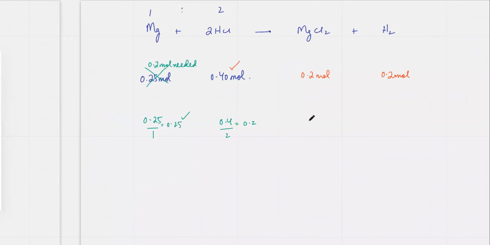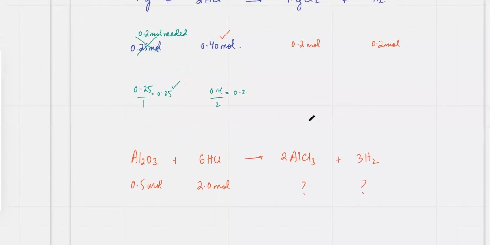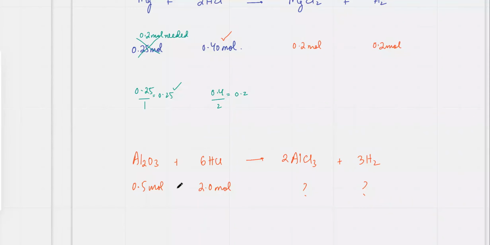Okay, I'm going to do another one. Try and quickly tell me which one out of the two is going to be in excess. I've got 0.5 moles of this, and I've got 2 moles of this. Now I want to find AlCl3 moles and H2 moles. So which one out of the two should I use? Which one is in excess? Quickly tell me which one out of the two is in excess.